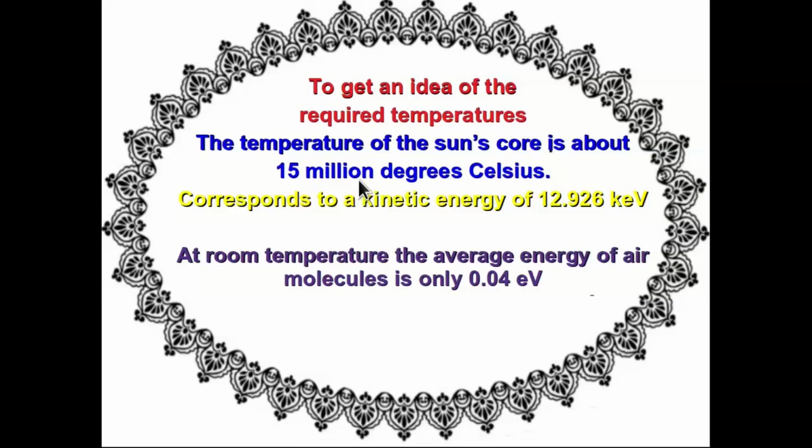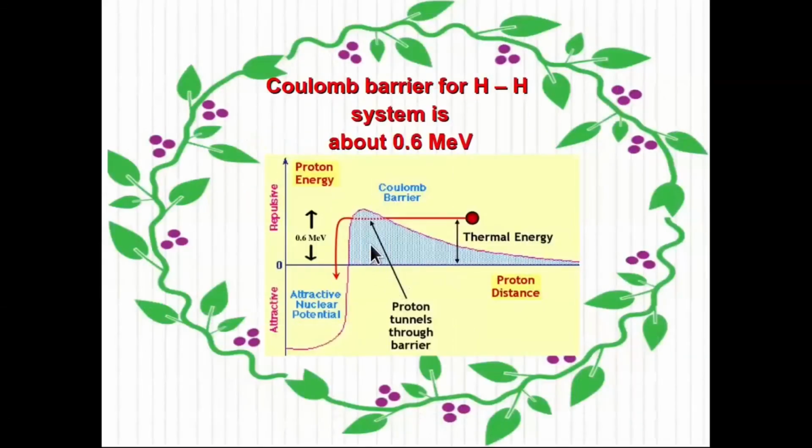In contrast, at room temperature, the average energy of air molecules is only 0.04 electron volt. So compare this with this. This is electron volts and this is keV. So therefore, we have to heat up the plasma to such a large temperature. This is again showing the same graph. Once again, the Coulomb barrier for the proton-proton system. So the Coulomb barrier is about 0.6 MeV.